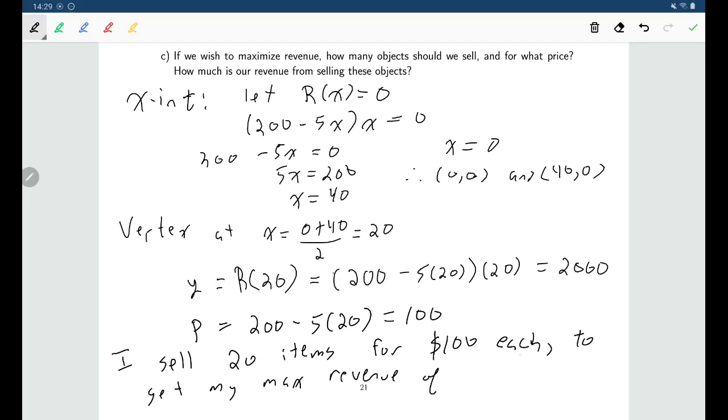to get my maximum revenue of $2,000. So this isn't too terribly tricky. We just have to be clear on what all of our variables represent. x being number of items, P being price, R being my revenue. So when I find that x is 20, that's how many items I'm selling. When I find that P is 100, that's the price for each item. And when I find that revenue is 2,000, that's my total revenue for selling those 20 items. And that should be what I do to maximize my revenue.